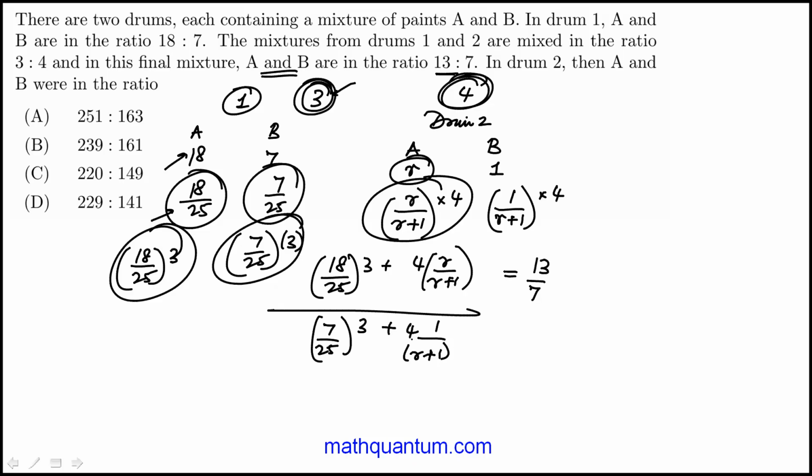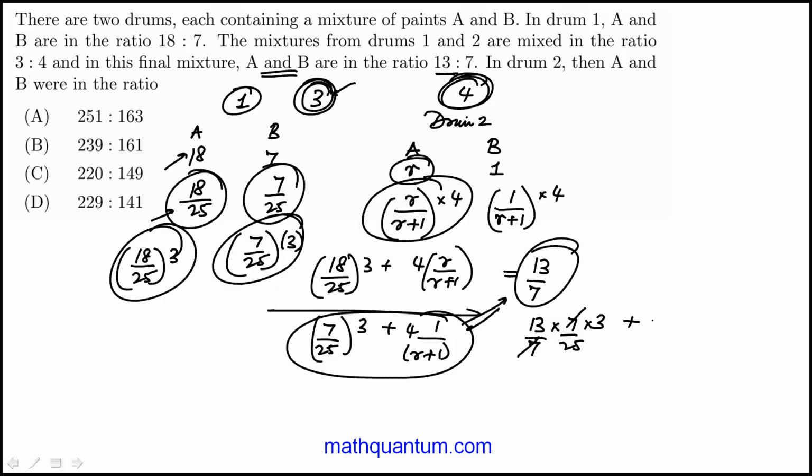So what I'm going to do is multiply that by 13 over 7, and you'll notice that at least the 7 would drop out. I'm distributing that by multiplying it with this. So 13 over 7 times 4 over R plus 1. And then I'll subtract that from this, and move it to the other side.